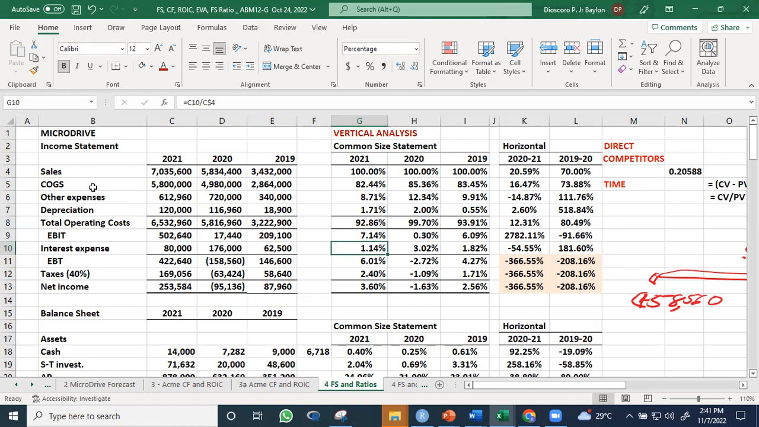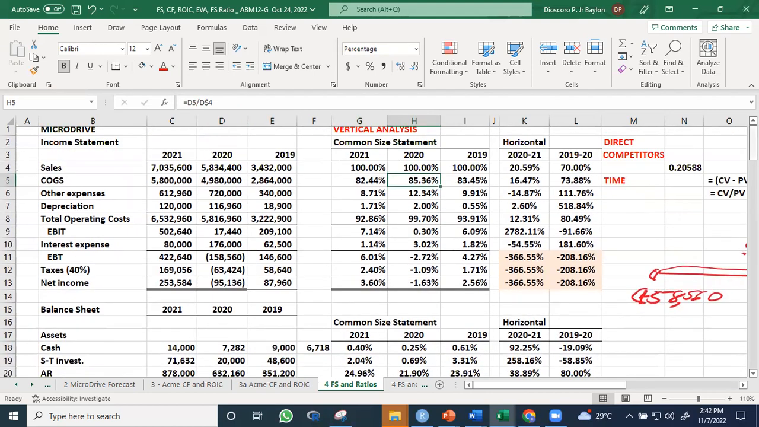For the income statement, we reference it with respect to sales, which means that everything is benchmarked on sales. So for example, what will appear is that sales will have 100% or 1, and the rest will be a fraction of 100%. So if we're going to analyze Microdrive in 2021, for every 100 pesos of sales, it earned 3 pesos and 60 centavos. So that's how you interpret these percentages or these proportions.